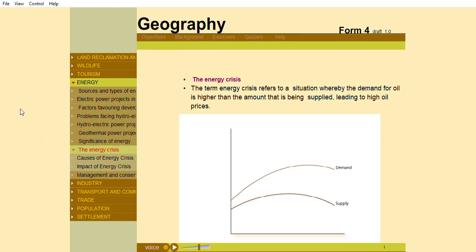The term energy crisis refers to a situation whereby the demand for oil is higher than the amount that is being supplied, leading to high oil prices.